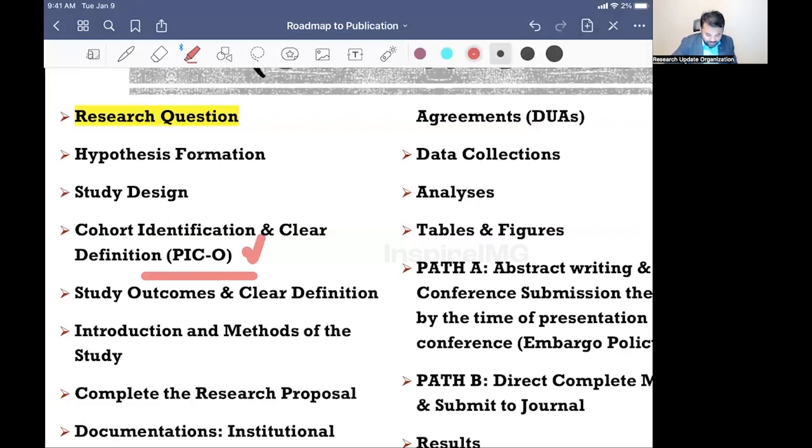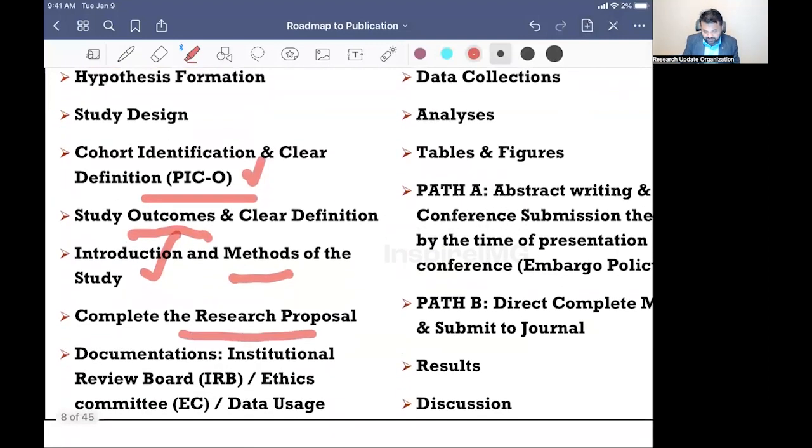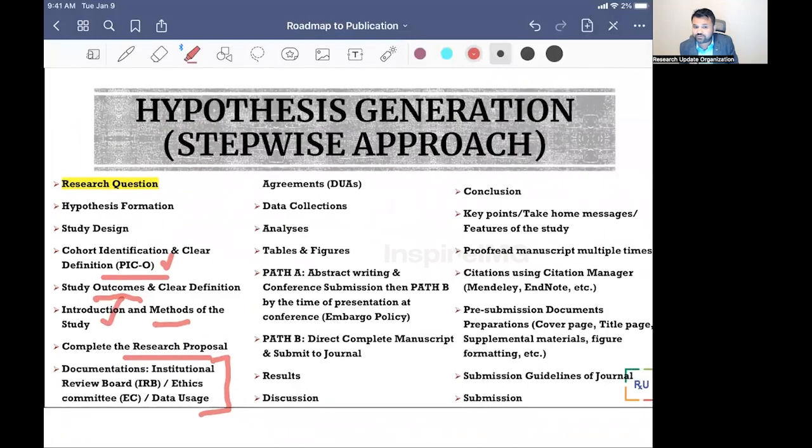Once you decide your outcomes, primary and secondary outcome, then we jump to the introduction part. We find particular articles describing previously published work on that, what are the gaps in those articles and what you really want to do. Then we decide the methodology. Then we write the research proposal. After we write the research proposal, we submit it to the institutional review board committee or ethics committee, or we do a data usage agreement with some of the committees where you don't require ethical approval.